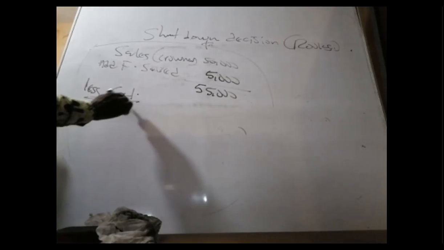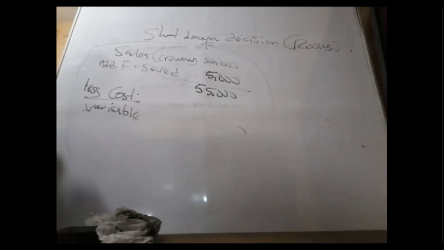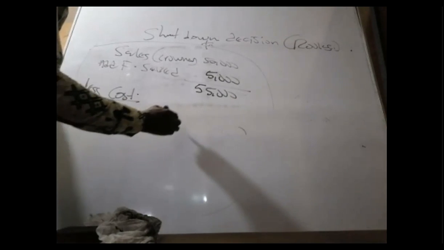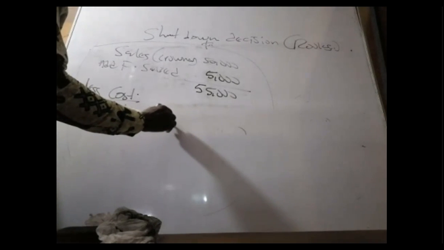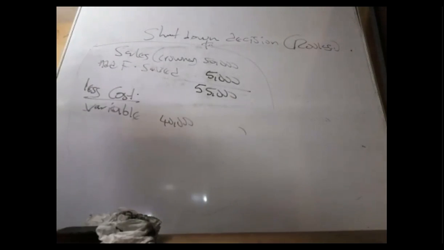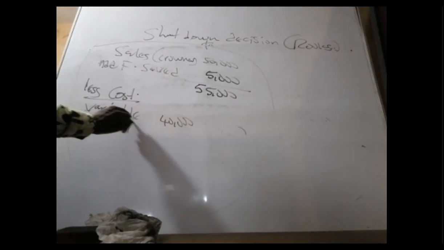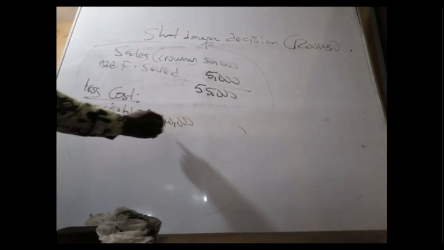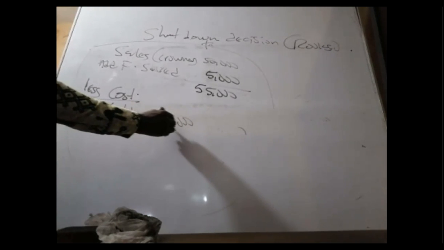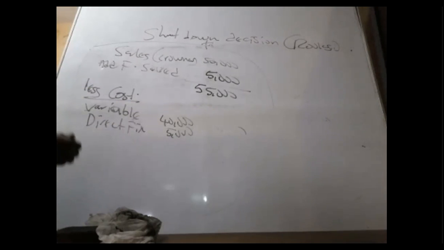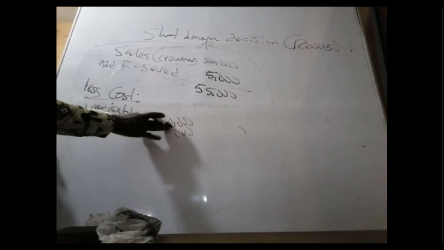Variable costs of producing harness. They are saying that it's 40,000, right? Let me put that one here, 40,000. Let's add the direct fixed cost. Direct fixed cost is 5,000, right? And you add 5,000. Direct fixed cost is 6,000.